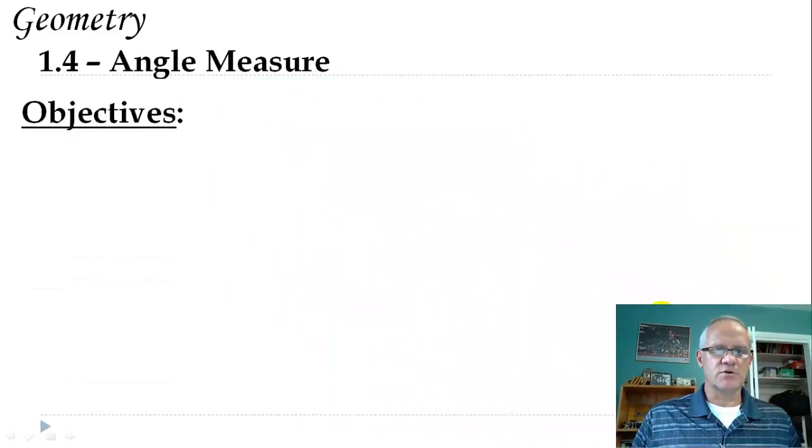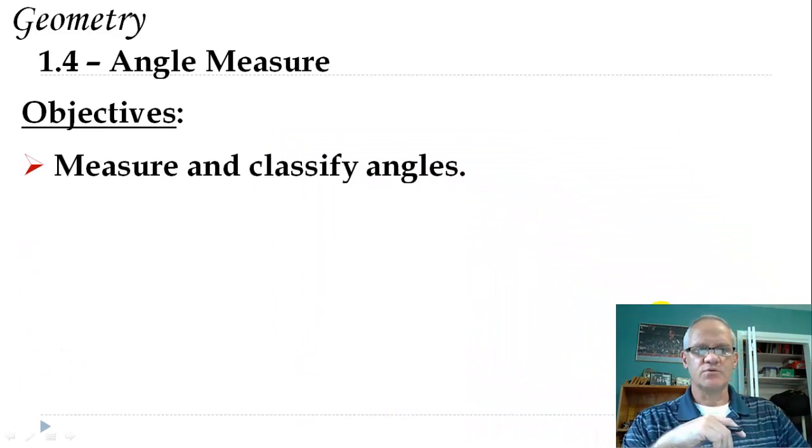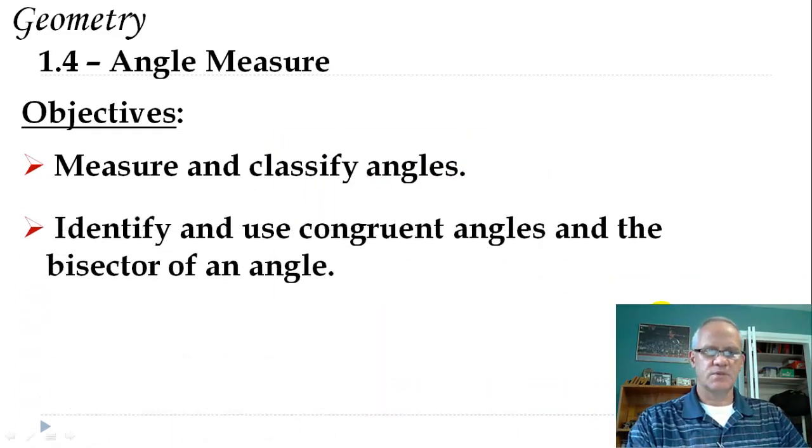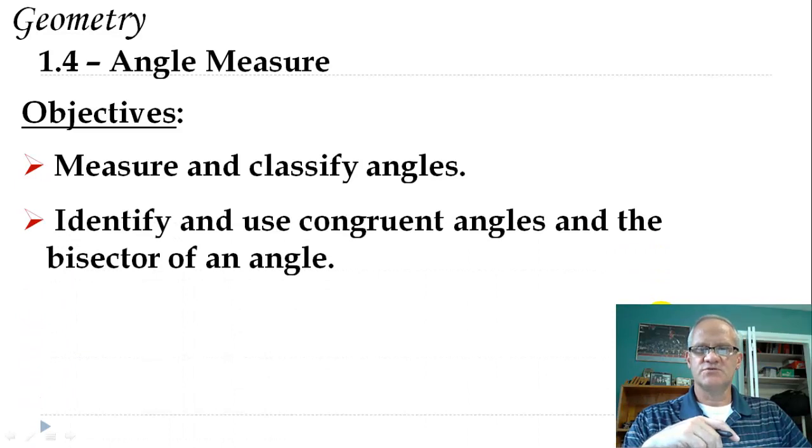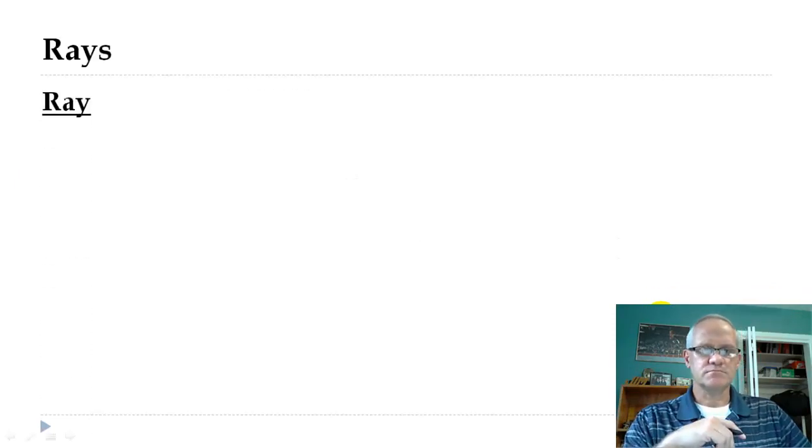Today we're going to talk about angle measure. Remember before we talked about segment measure, now we're going to talk about angle measure. And so our objectives today, we're going to measure and classify angles, and we're going to identify and use congruent angles and the bisector. Remember that word, the bisector? This time it's an angle bisector of an angle. That was kind of redundant, wasn't it?